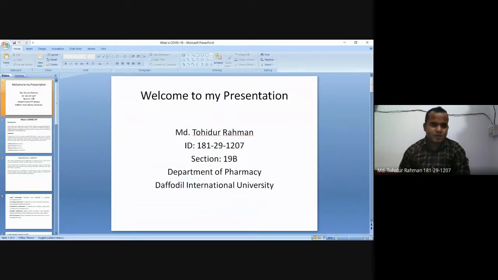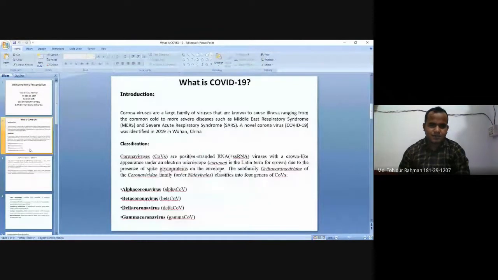191291207. My presentation topic is COVID-19 feature, evaluation and treatment. At first, I am going to talk about what COVID-19 is. Introduction: Coronaviruses are a large family of viruses that are known to cause illness, ranging from the common cold to more severe disease such as Middle East Respiratory Syndrome (MERS) and severe acute respiratory syndrome (SARS). A novel coronavirus was identified in 2019 in Wuhan, China.